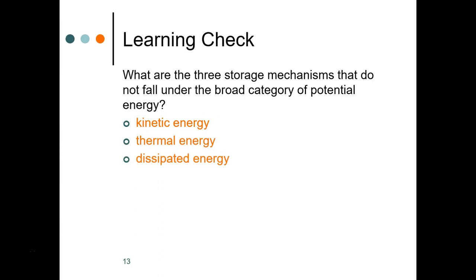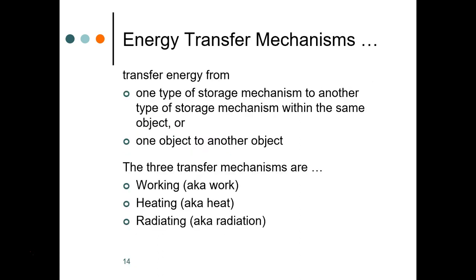Now we're going to move away from storage mechanisms and we're going to talk about energy transfer mechanisms. So energy can be transferred from one type of storage mechanism to another type of storage mechanism within the same object, or energy can be transferred from one object to another. And this can be transferred by one of three ways, and these are known as transfer mechanisms. We have working, which is also known as work. We have heating, also known as heat, and we have radiating, which is also known as radiation. Let's take a closer look.